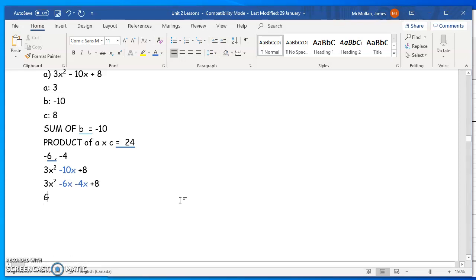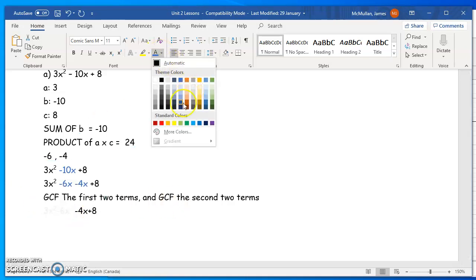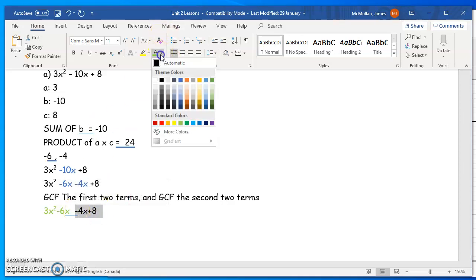GCF the first two terms and GCF the second two terms. And what will happen is I should get a bracket that repeats. So looking at this now, I have 3x squared minus 6x. I want to factor those two, and then I want to factor those two separately. So let's change some colors just to illustrate what we're doing here. So I'm factoring the two green numbers, and then I'm going to factor the two purple numbers.